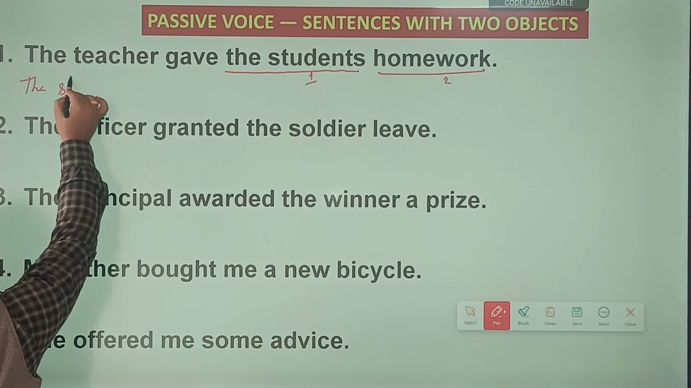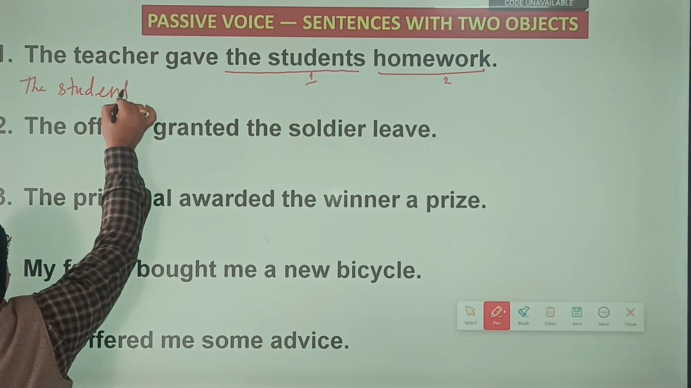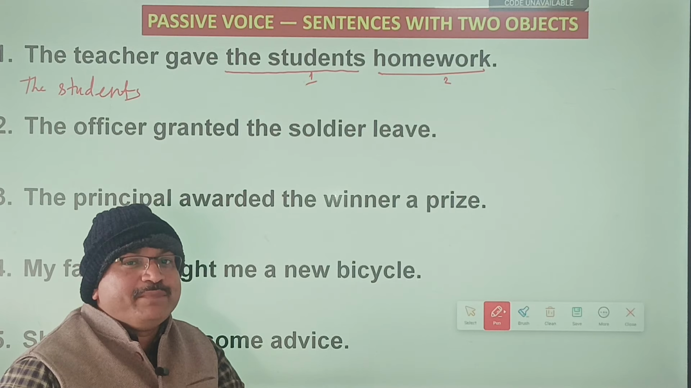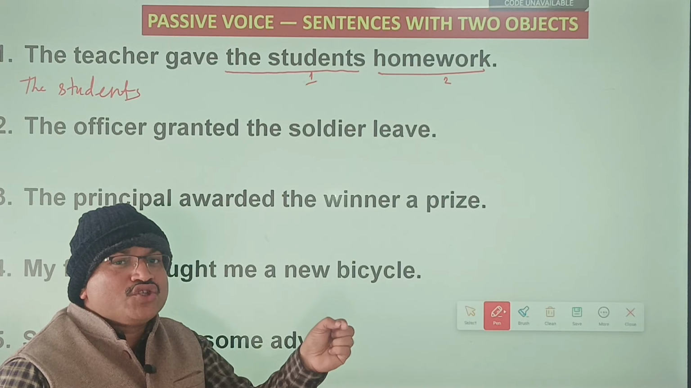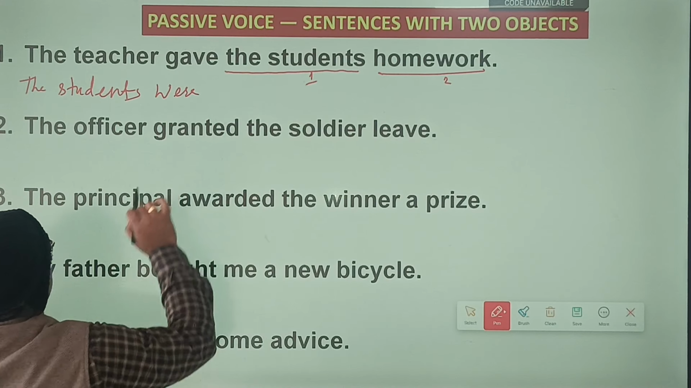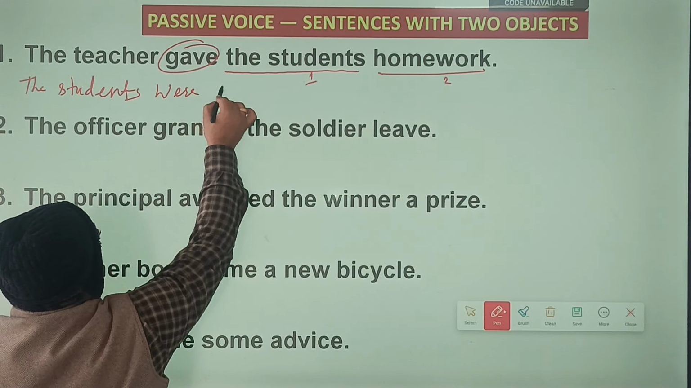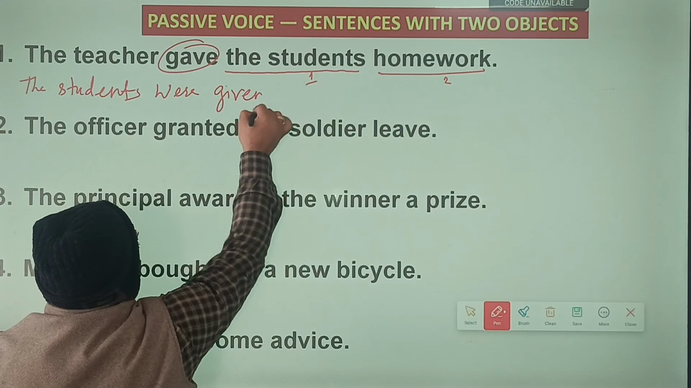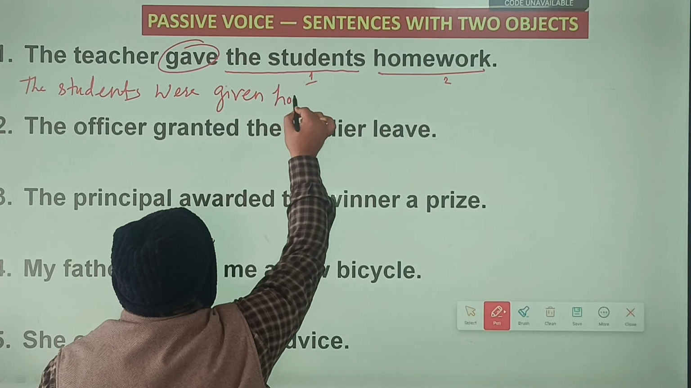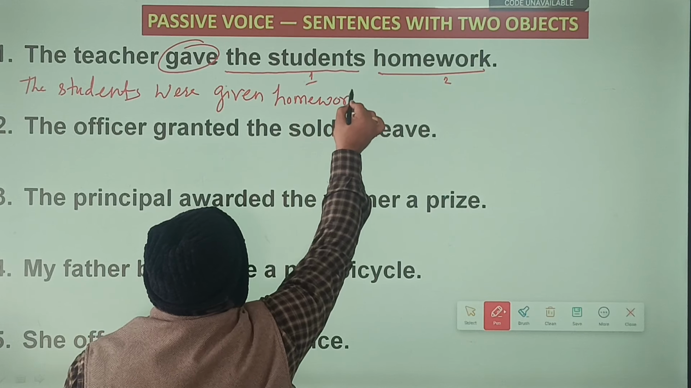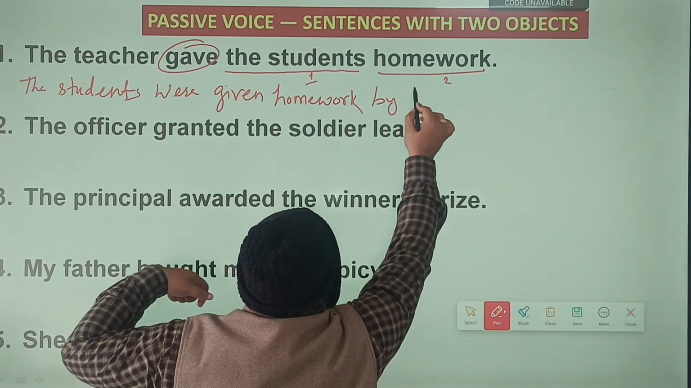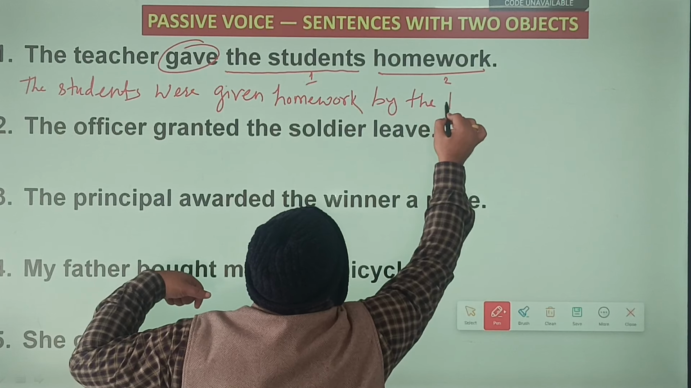The students. Okay. Now, identify the tense. Simple past tense. Remember, was, were. Yes or no? The students, plural, so were. Now, verb V3: give, gave, given. The students were given what? Homework. By, then the subject will come at the object's place, by the teacher.